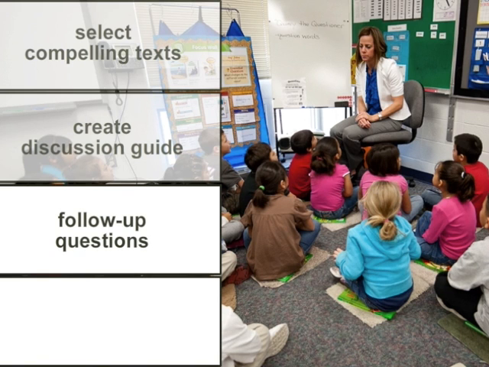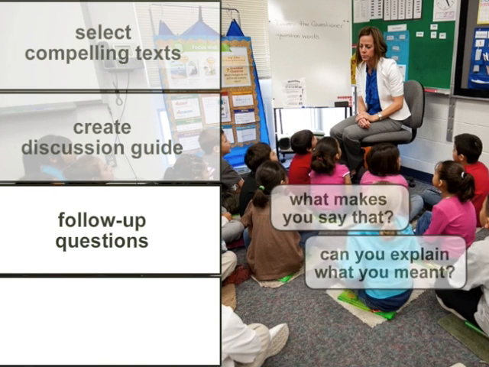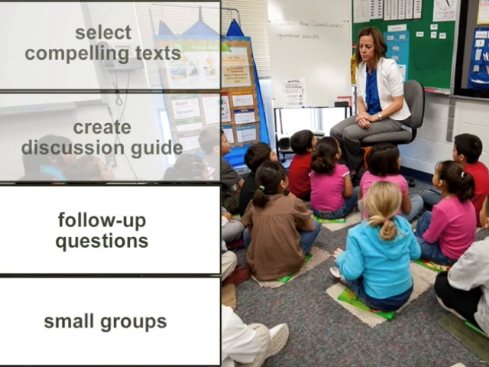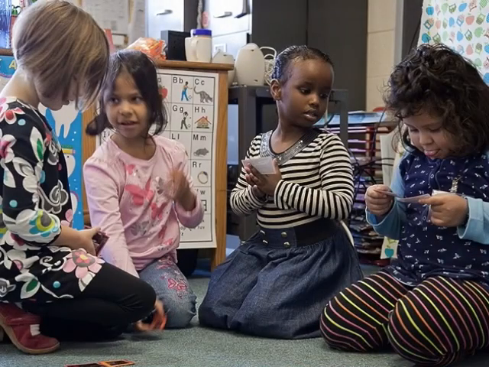Use follow-up questions that lead students to think about, elaborate on, and justify their answers. Questions like, "What makes you say that?" and "Can you explain what you meant?" Divide the class into smaller groups and ask students to discuss the text among themselves. Collaborative learning activities can be very motivating for students.